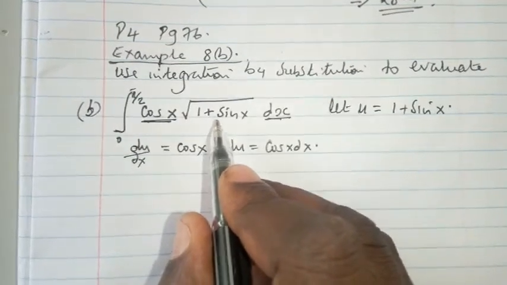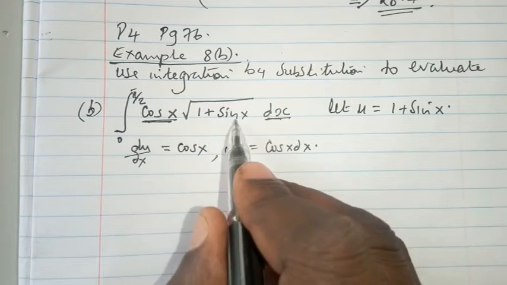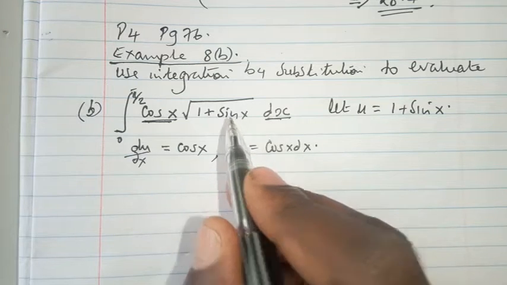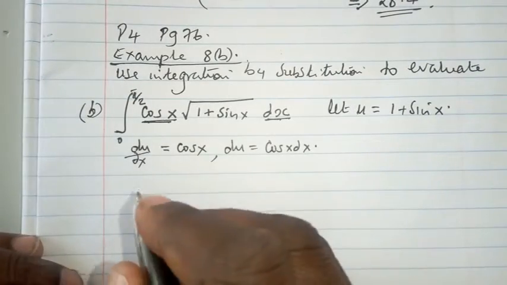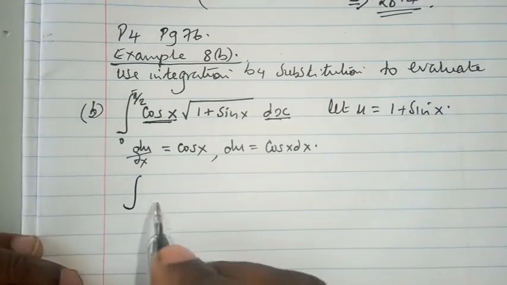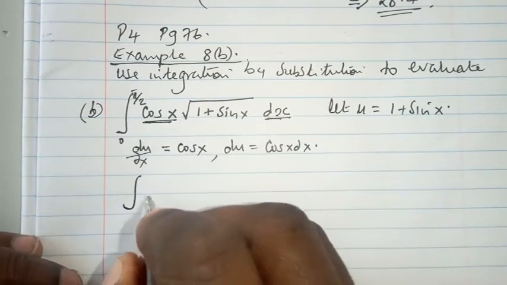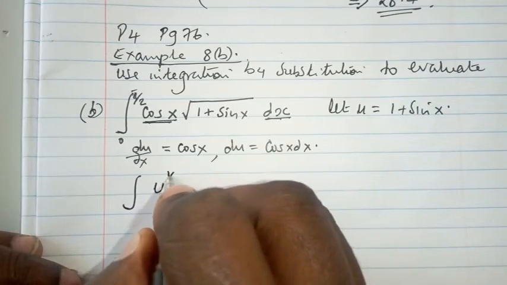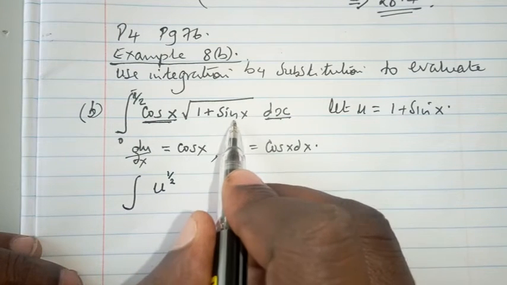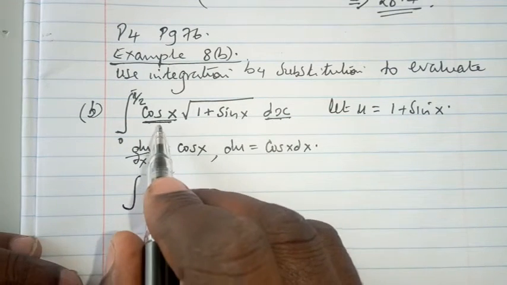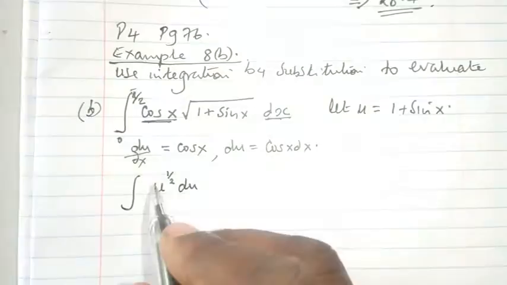Now we need to express what we have here. There is nothing left. All we need to realize is that whatever is under the square root is u. So we can establish the integral. Even before we change the limits, we have u raised to power a half, which takes care of that part, then cos x dx, which is du. But let's talk about the limits now.